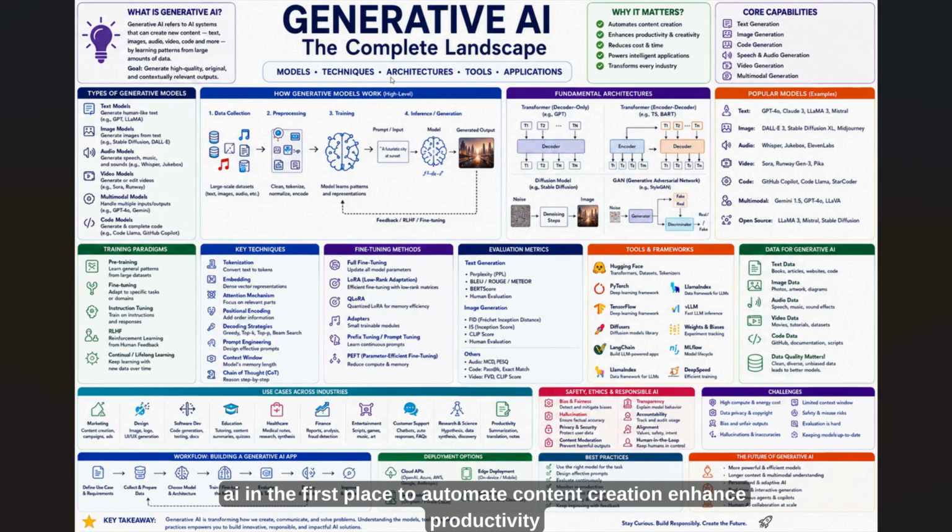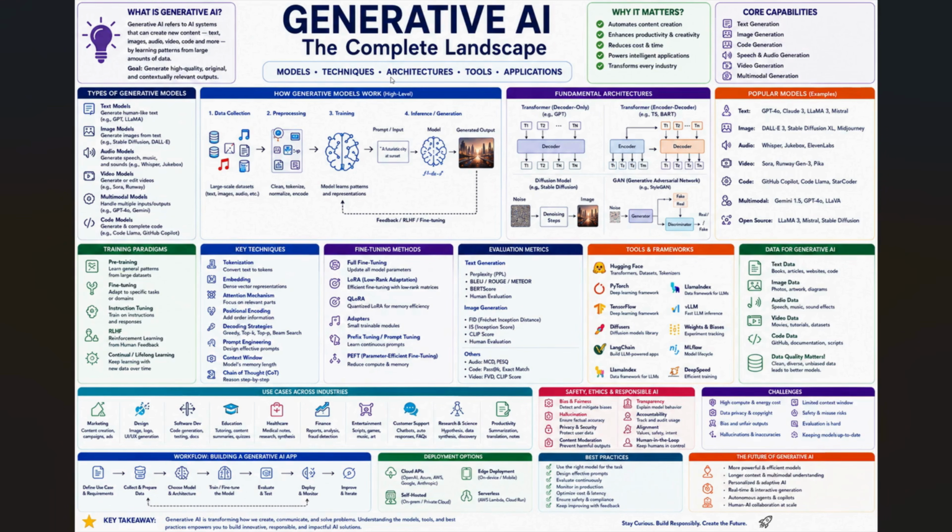To automate content creation, enhance productivity and creativity, reduce cost and time, power intelligent application creation, and transform every industry so that you can have more productivity. The core capabilities are generating text, generating an image, generating code, writing optimized code, speech and audio generation, video generation, or multimodal generation. That is, it can create anything, be it audio, video, text, or code.